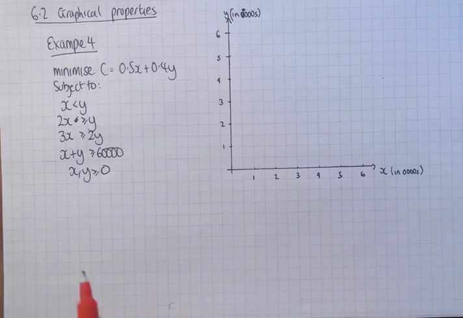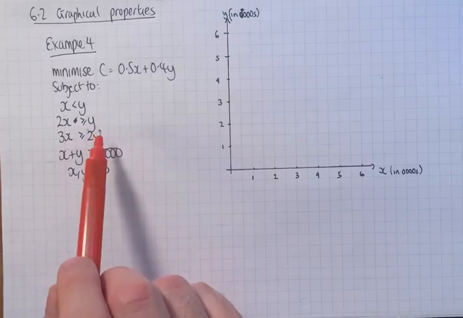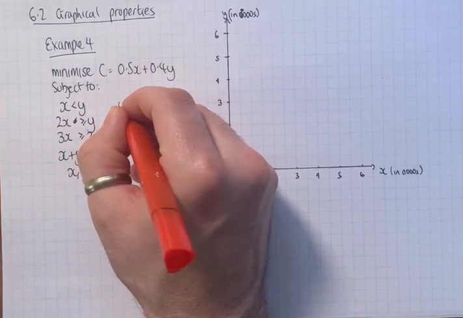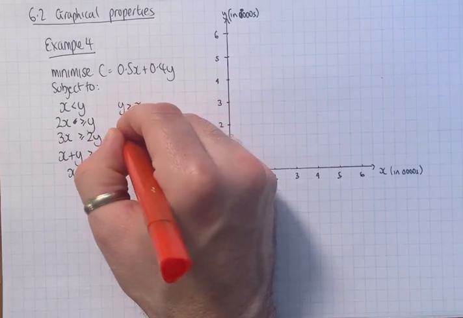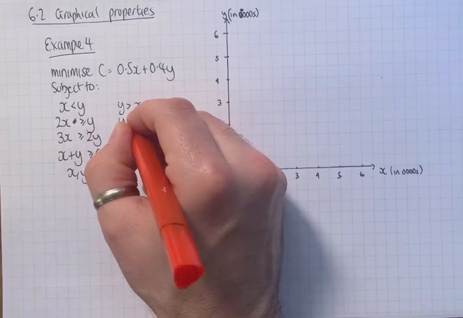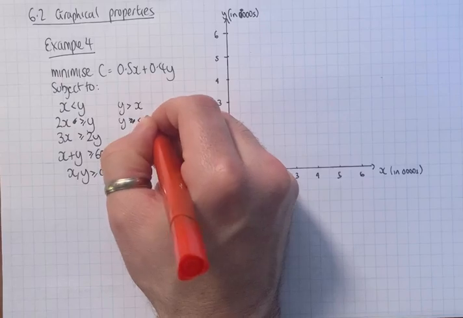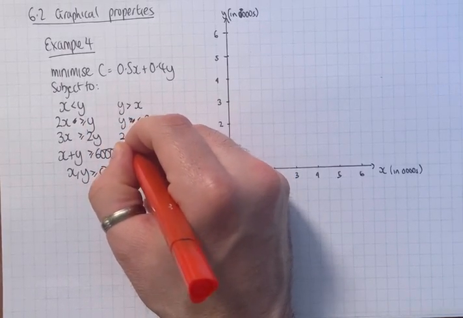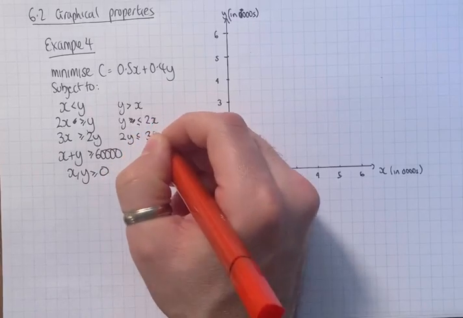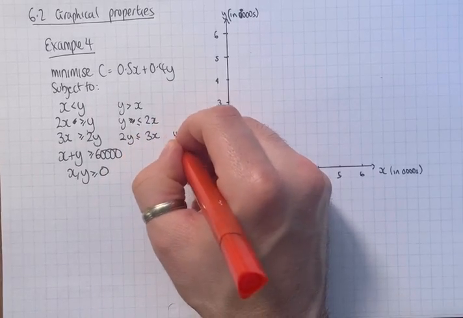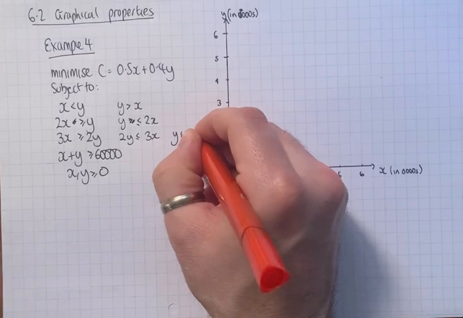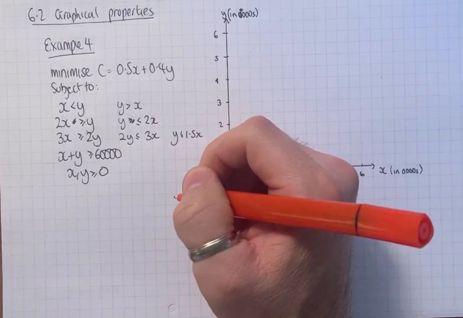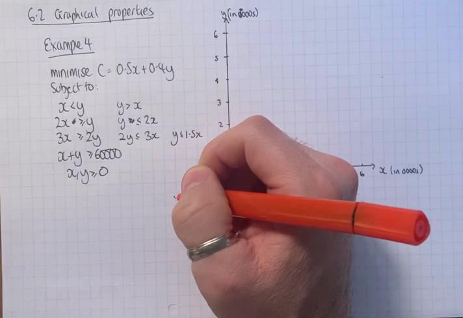So what we first need to do is draw lines for each one of the constraints. I would always write y first. So I've got y is greater than x. y is less than or equal to 2x. It points towards the y. 2y is less than or equal to 3x, in which case I can make y is less than or equal to 1.5x, and that's fine as it is. Okay, so let's do them in turn.